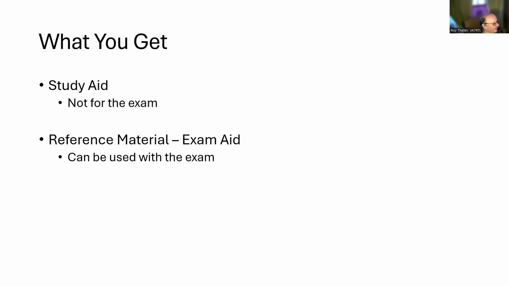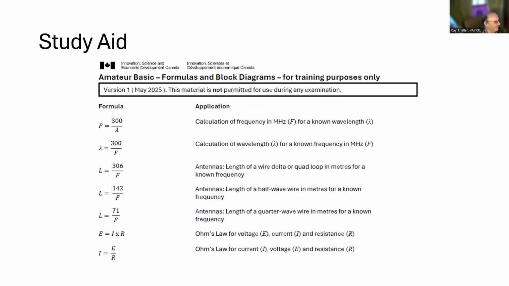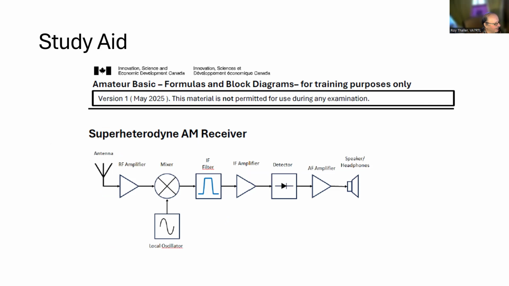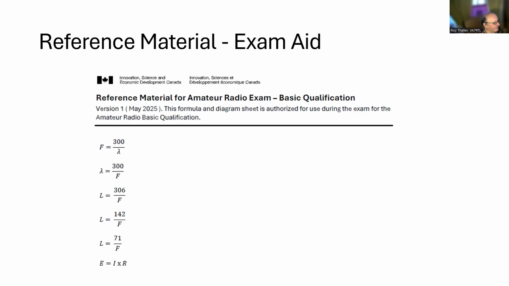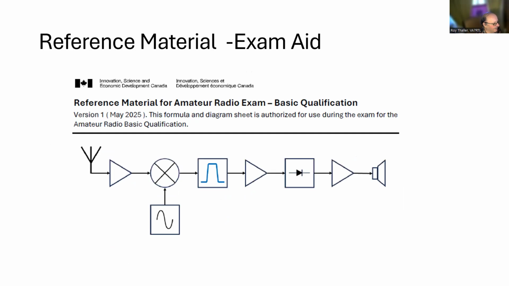So it comes as a study aid, which you're not allowed to take into the exam, and then the reference material, which you can use on the exam, and that will be provided to you by your examiner. The study aid gives you the formula, describes the formula, or gives you a diagram and identifies what the components are. But your reference material just gives you the formula and doesn't give you any explanation. It also gives you the diagram, but nothing's labeled.